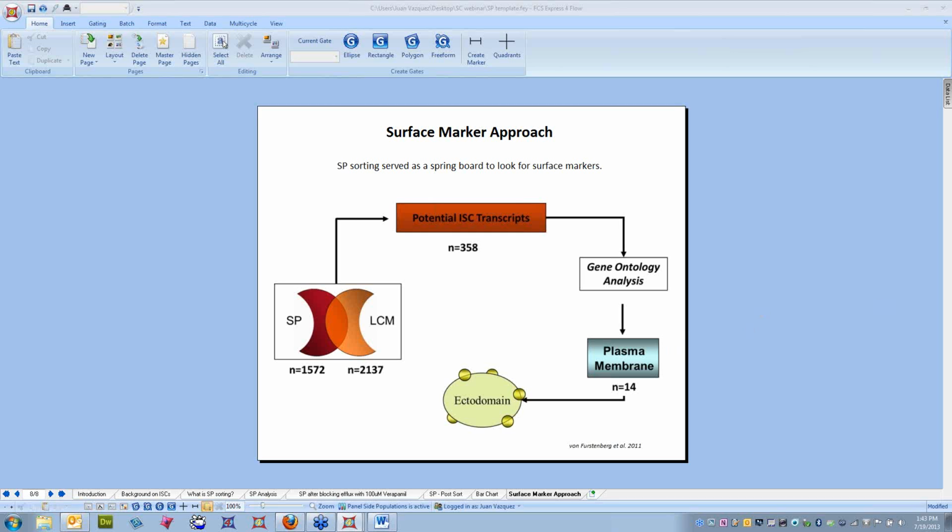So we did the crossover of these transcripts and found that we had 358 potential ISC transcripts, or intestinal stem cell transcripts. We then performed gene ontology analysis on these transcripts and found that we had 14 that had a presence in the plasma membrane of the cell. And 6 of those have ectodomains. And the one that was most promising was CD24. And this was a paper published by our lab in 2011. The citation is there in the bottom right if you want to look it up.